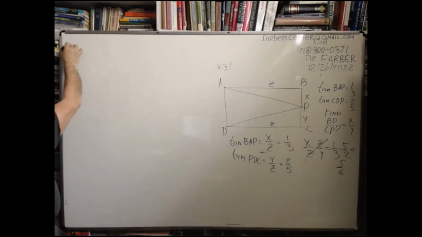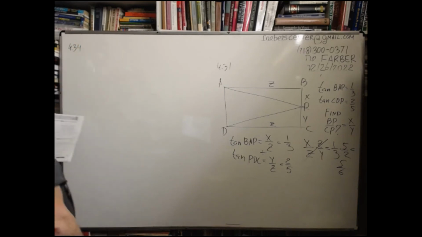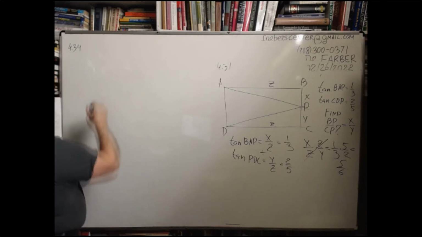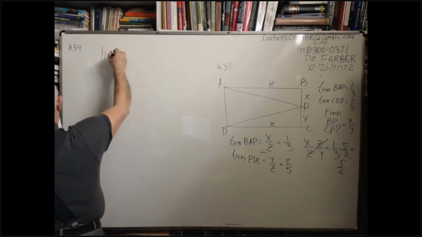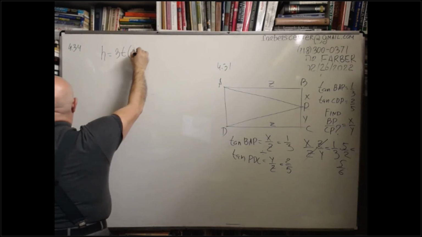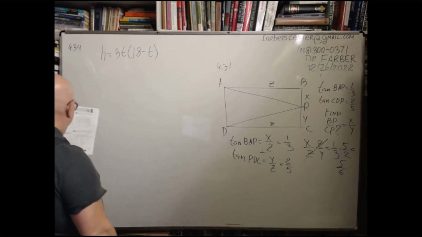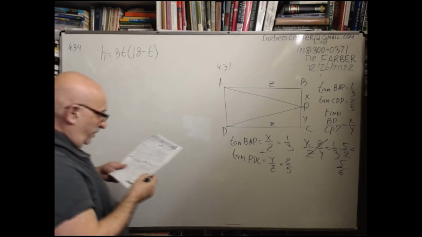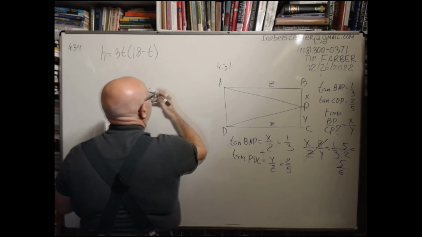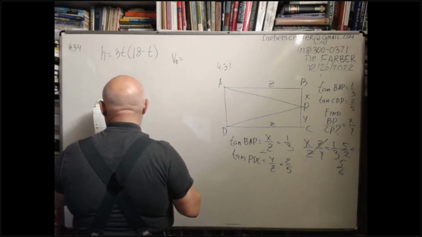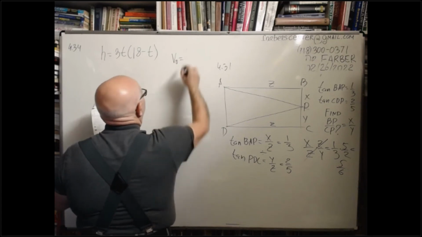In 4:34, what we have? Arrow shot upward, and you give equation. H equals 3t times 18 minus t. This equation is initial velocity. Initial velocity, I just write for myself, equals 54 meters per second.